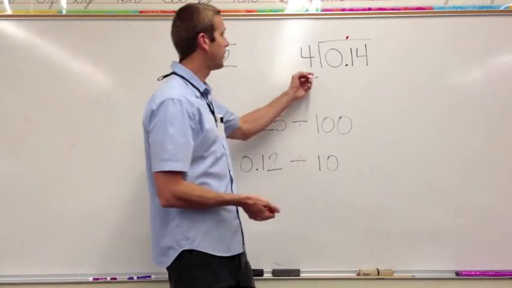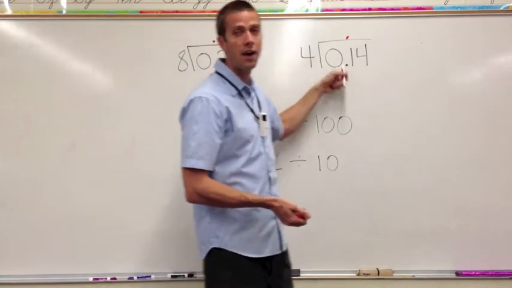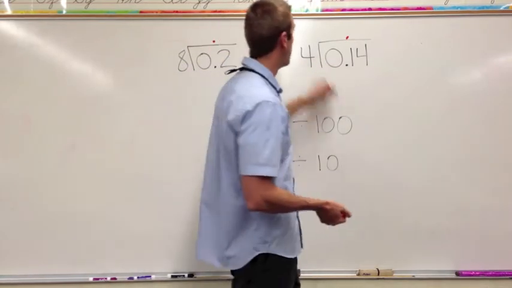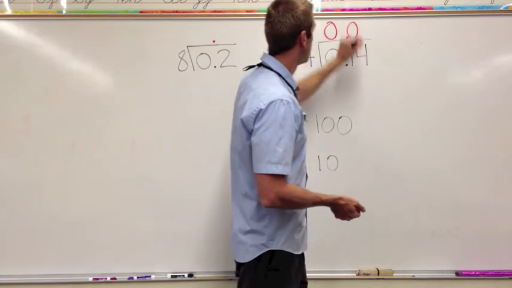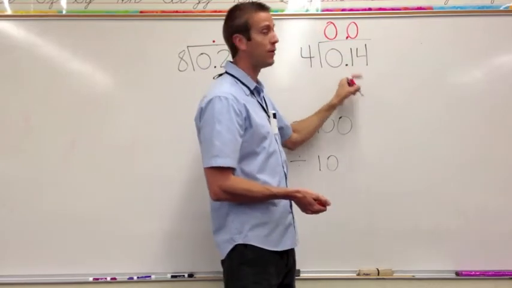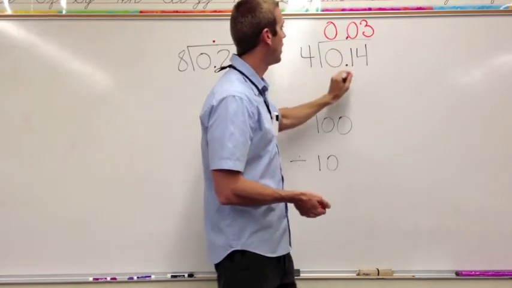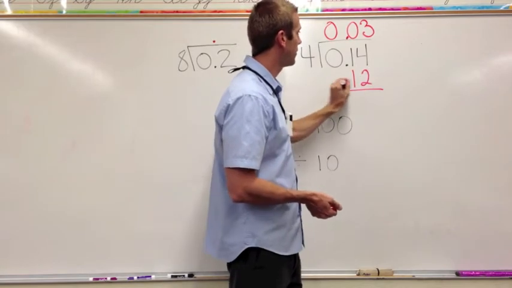Let's try to divide this first one here. 4 cannot go into 0 and it can't go into 1. I'm going to put 0, 0. But it can go into 14 3 times, which makes 12. And when I subtract, I'm left with 2.